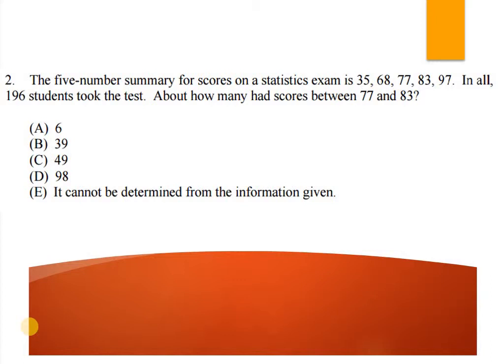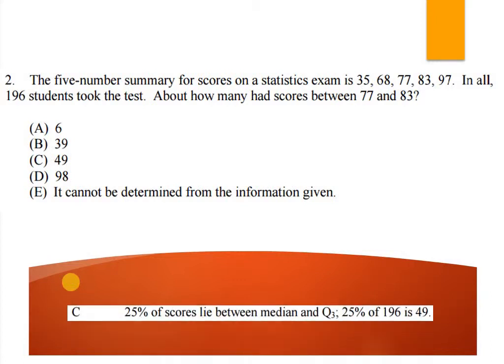What do each of those numbers represent? A quartile. 35, 68, 77, 83, 97. What percent of the data is in here? What percent is within here? What about here? Okay. So if I'm looking at between 77 and 83, how do I do that? Either times it by 0.25 or divide by 4. That's it.